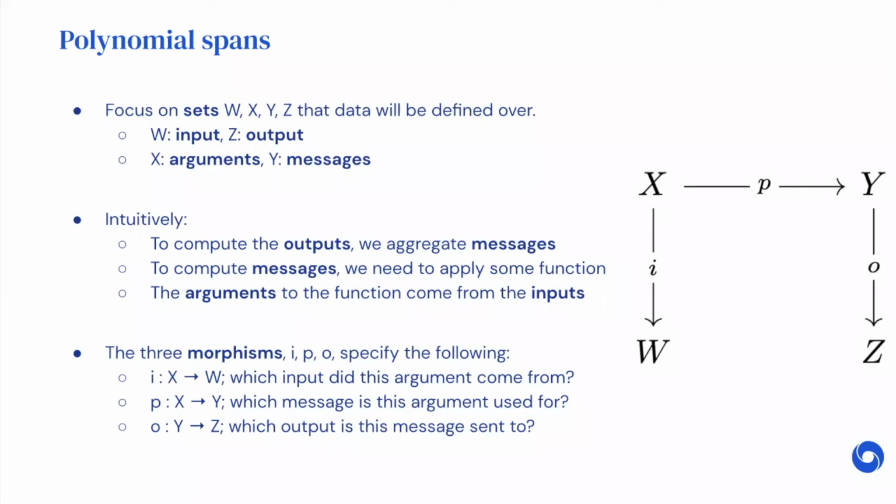Now, where do we get arguments from? Well, they're just appropriately copied versions of what we have in our inputs, right? So from inputs, we recover arguments for a function, then we apply a function, then we aggregate, right? So we have this final morphism from X to W, which is somewhat interestingly pointing what you might think is the wrong way. But actually what it's denoting is the fact that X is formed by taking copies of W, right? So the morphism from X to W tells you for every argument, what is the input that it came from? Okay, so that's why it's pointing that way.